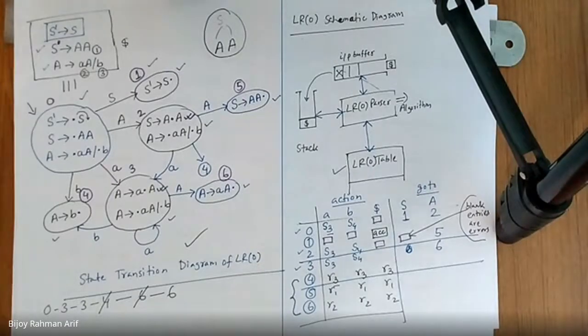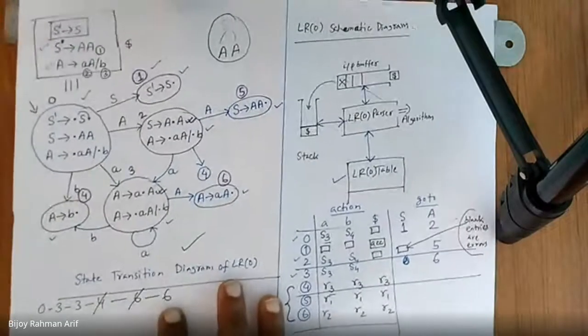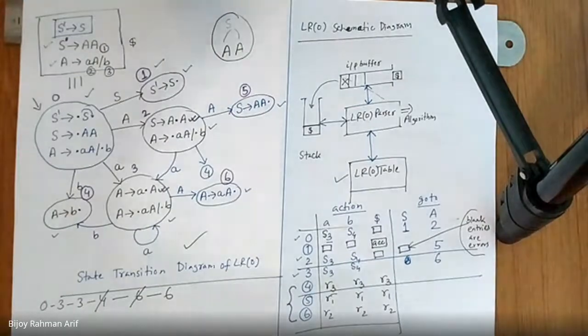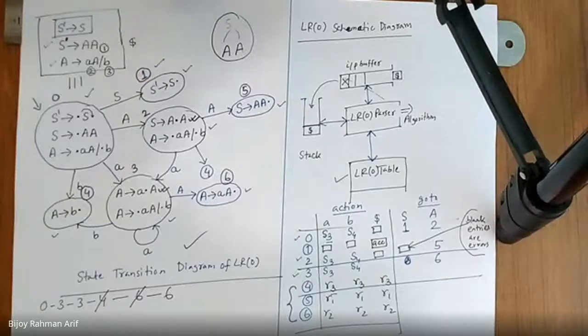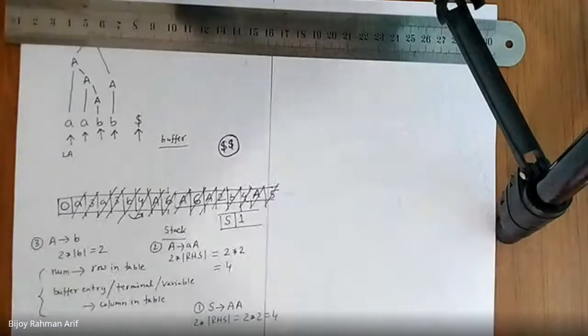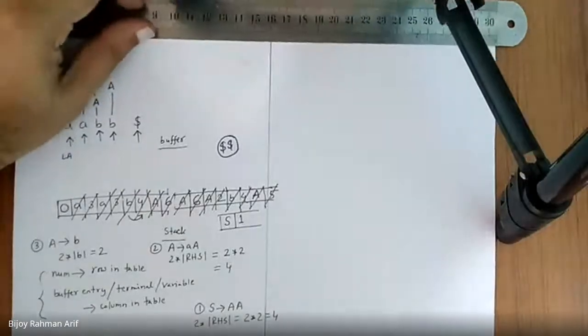Is the question clear to you guys? Is there a problem or not in this procedure? And if there is a problem, what is the problem? Why is it called LRZ? Sir, stack. What is the problem? What is wrong with this?